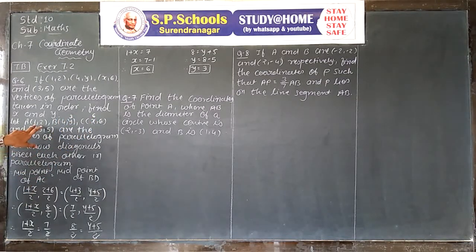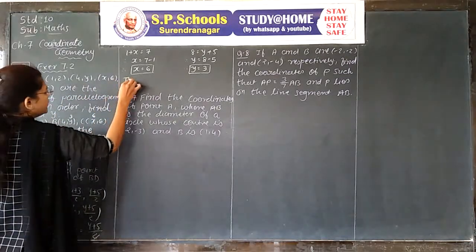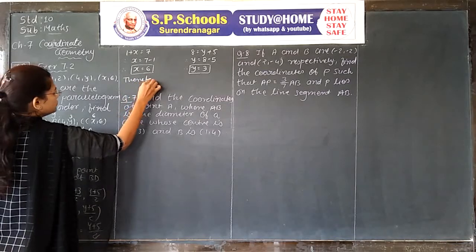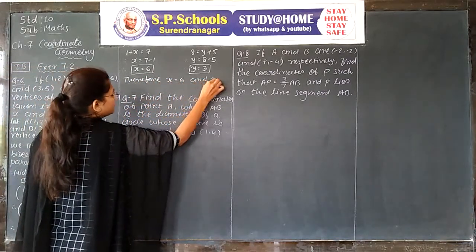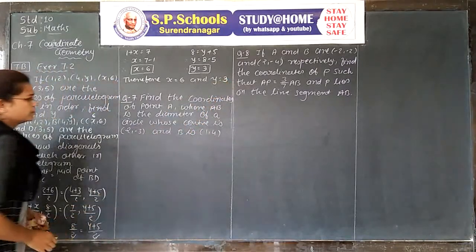If you are checking whether our answer is correct or not: 6 plus 1 which is 7 upon 2, yes, and 8 upon 2 is obtained. Instead of y we substitute 3: 5 plus 3, 8 upon 2. That's why the values of x and y both are correct. Therefore, x is equal to 6 and y is equal to 3.